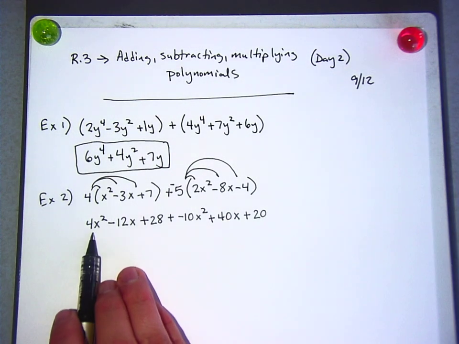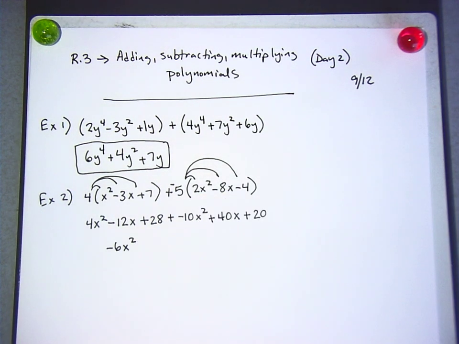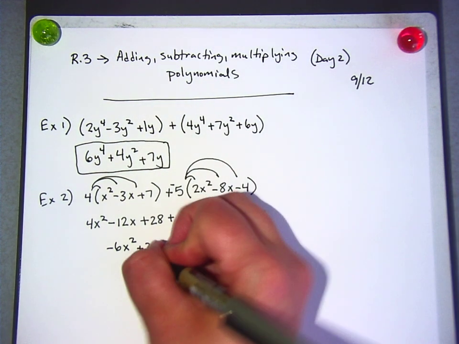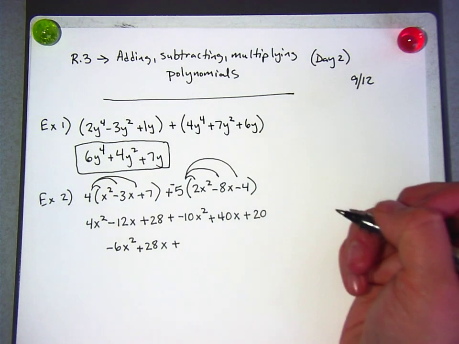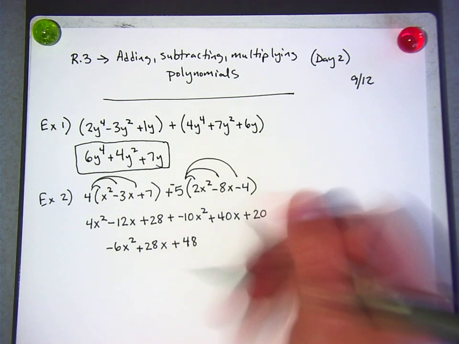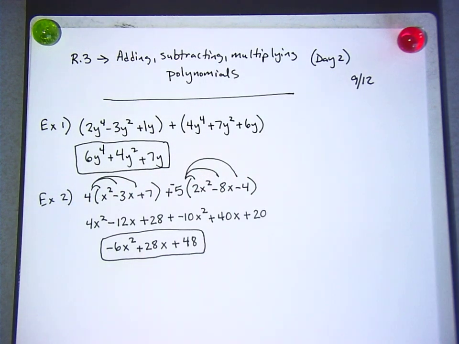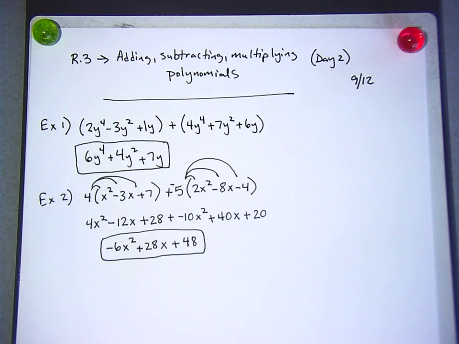Like terms, all right, so 4x squared and negative 10x squared is negative 6x squared. Negative 12x and 40x is what? Positive 28x, and then 28 and 20 makes 48. Is everybody okay with adding and subtracting polynomials? Beautiful. Multiplying. Distribution is not the same thing as multiplying.